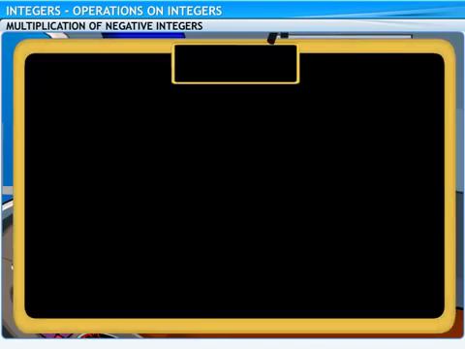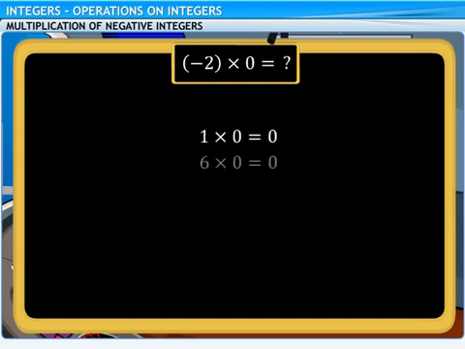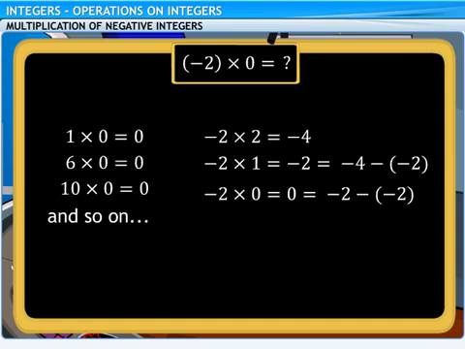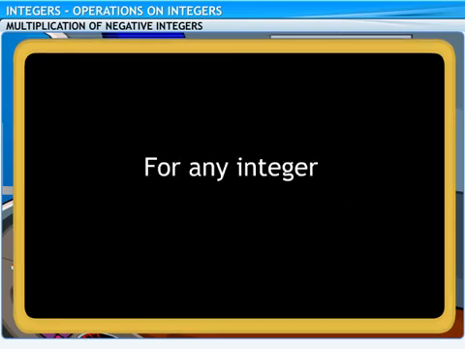Now, what result do you get if you multiply a negative integer, say minus 2, by 0? As you know, any whole number multiplied with 0 gives 0. Now, if you look at the pattern given here, you can see that any negative integer multiplied with 0 also gives 0. So in general, you can say that for any integer p, p multiplied with 0 is equal to 0 multiplied with p, which is equal to 0.